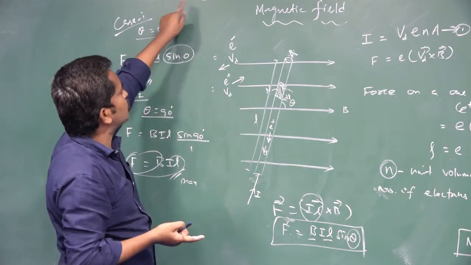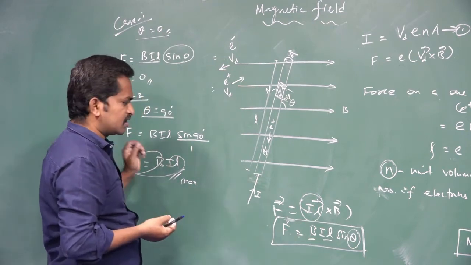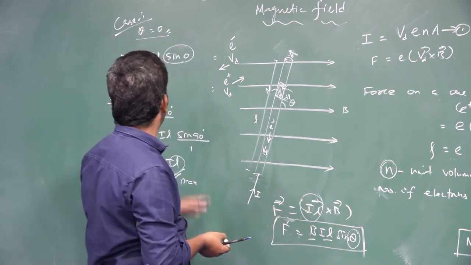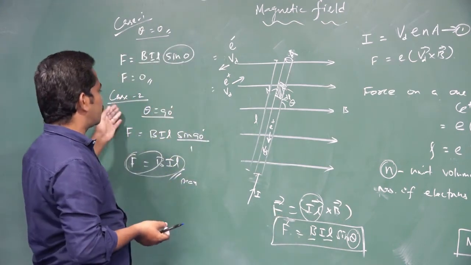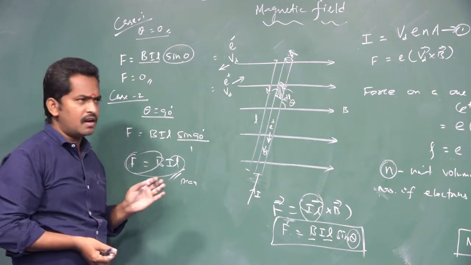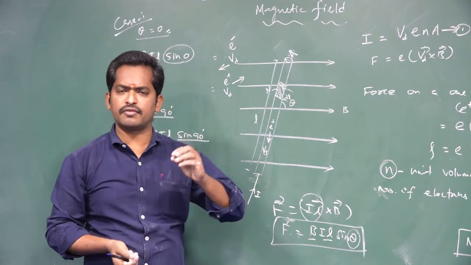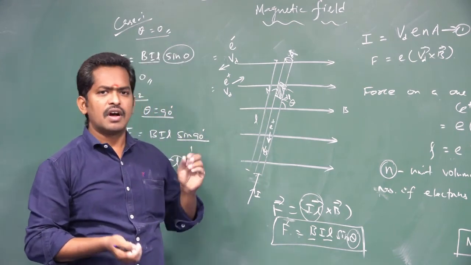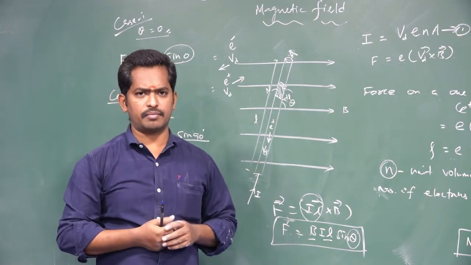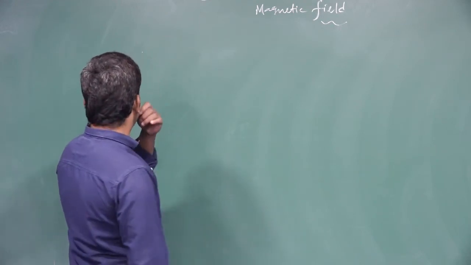So this is the force on a current carrying conductor in a magnetic field. The formula is F is equal to BIL sin theta. The force is 0 when theta is 0, and the force is maximum when theta is equal to 90 degrees. The direction of force is given by Fleming's left hand rule and the right hand palm rule. It is a very important topic and an important 5 mark question also. Next is an example: find the direction of force.